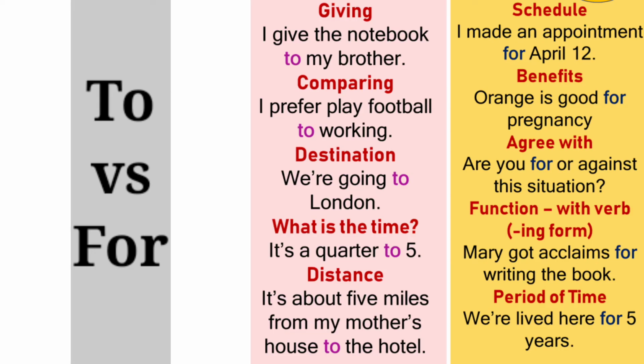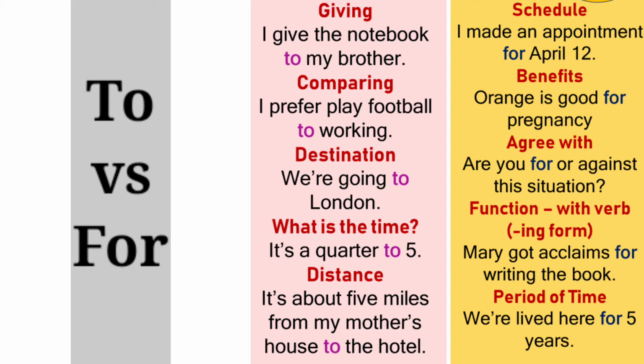So now I'm going to give you some more examples of when and how to use to and for. Let's see the examples. To versus for. In case of giving, I give the notebook to my brother. Comparing. I prefer playing football to walking. Destination. We are going to London. London is destination. So we are using here to in case of destination.